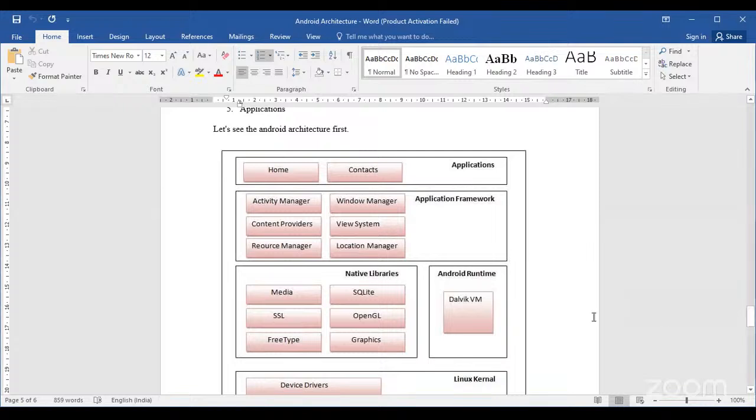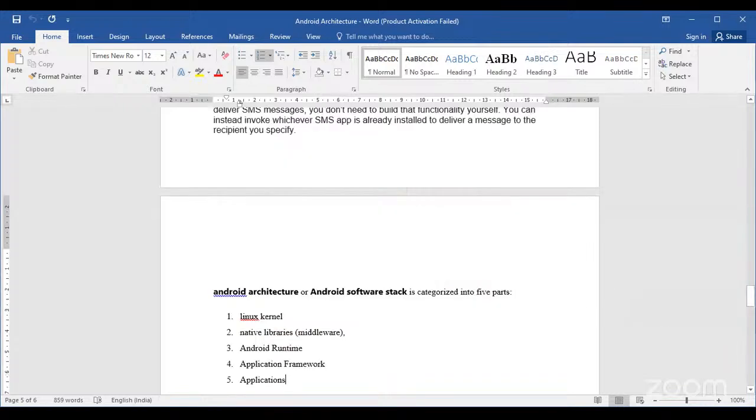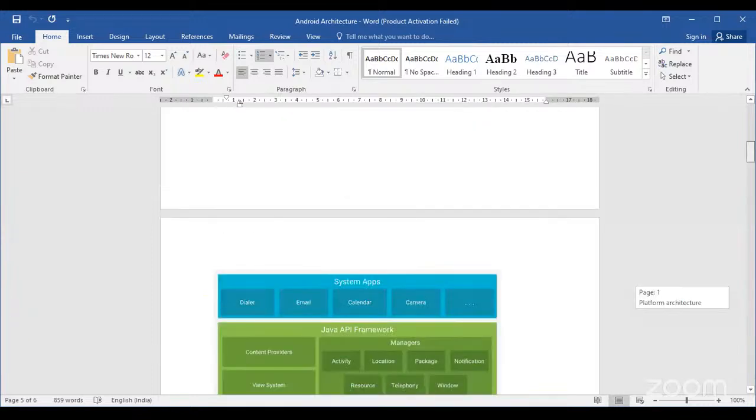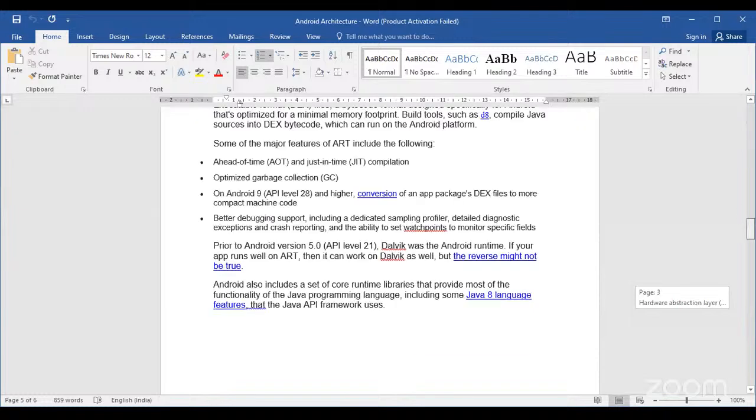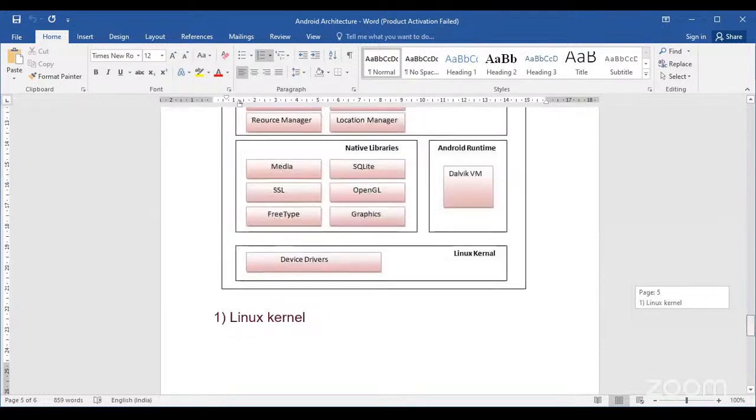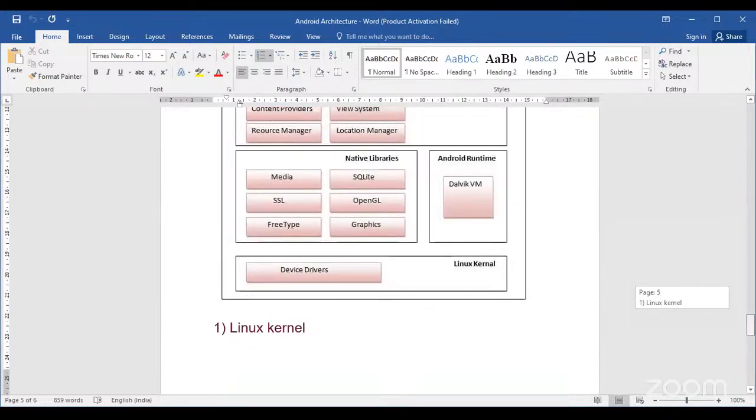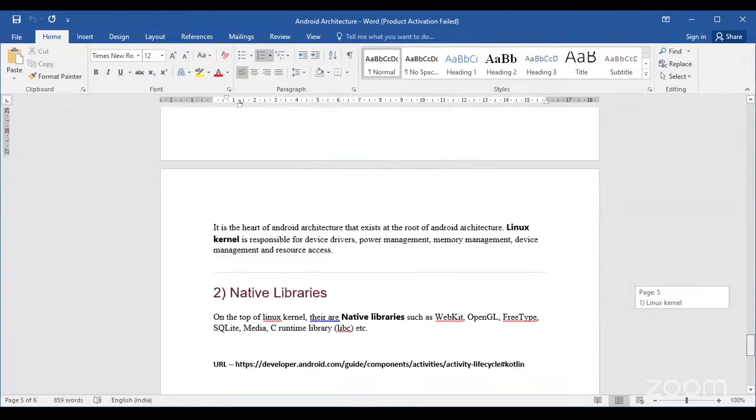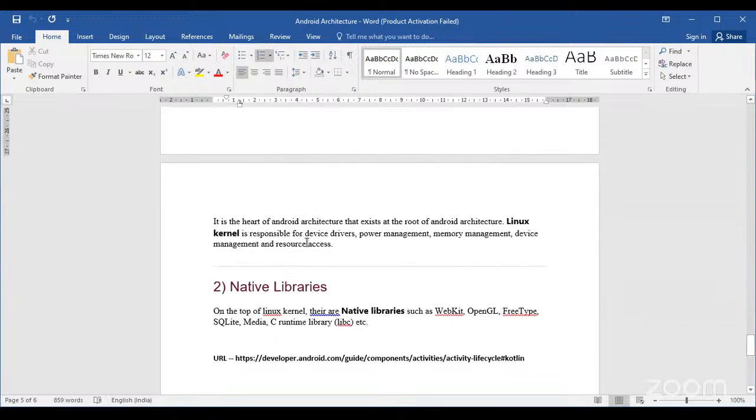Now you will also see a Linux kernel here. This Linux kernel is especially there, correct, as part of your device management here, right? So it is the heart of the Android architecture, existing at the root of the Android architecture, right? And it is responsible for all your device drivers, power management, memory management, device management, and resource access. Correct. This is basically what you need to understand.